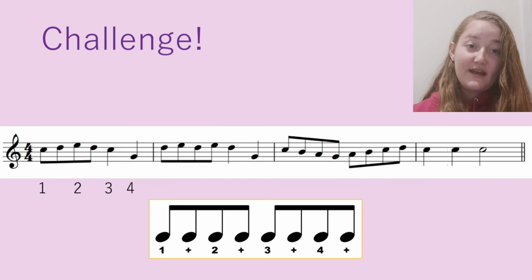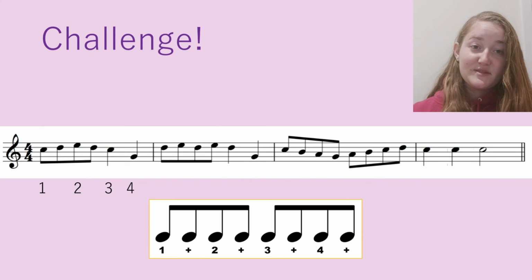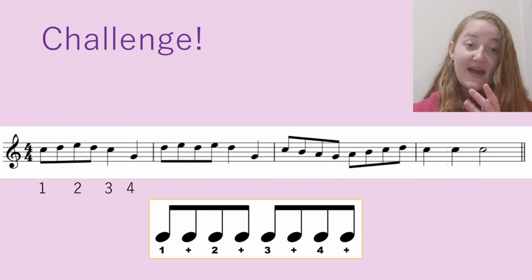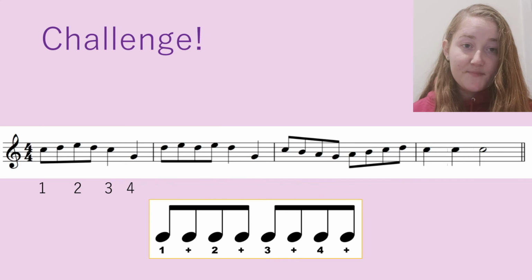Now if I do that and I clap the rhythm of the piece, this is what it sounds like. 1 and 2 and 3 and 4 and. There you go, that's the first bar.